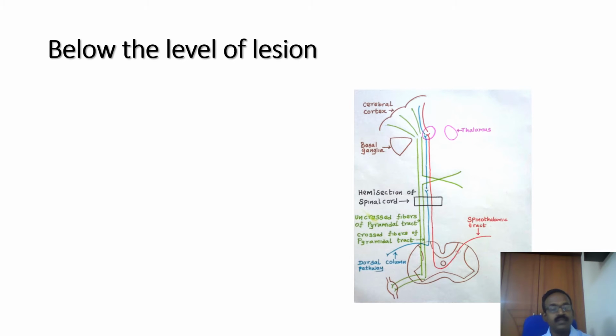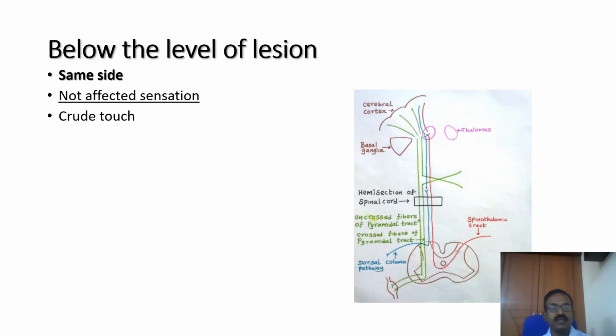Below the level of the lesion, on the same side, what sensations are not affected? Crude touch, pain, and temperature. The spinothalamic tract travels to the opposite side, so it will not be affected. The spinothalamic tract carries crude touch, pain, and temperature. So these sensations are not affected in Brown-Séquard syndrome below the level of the lesion.